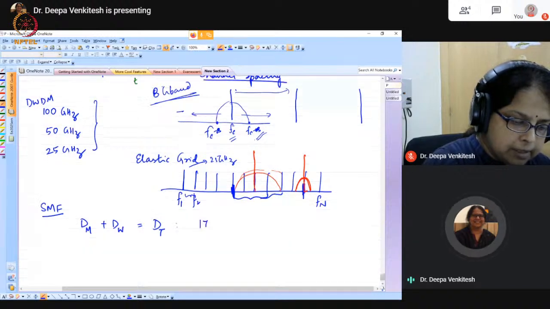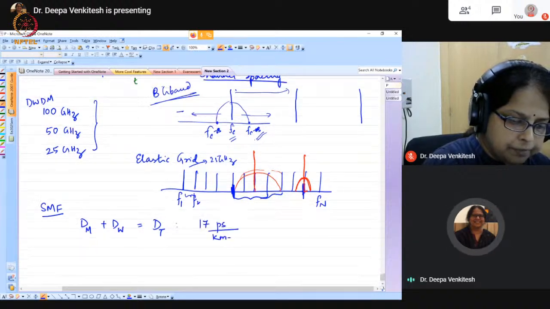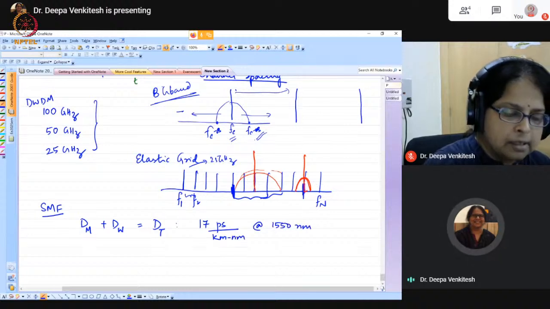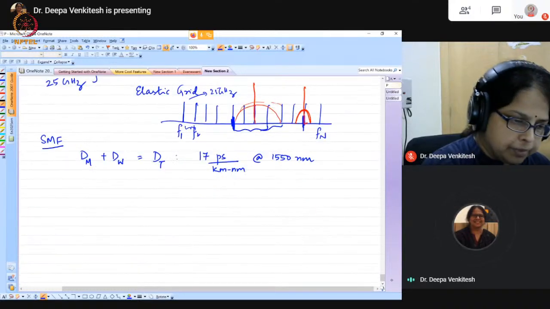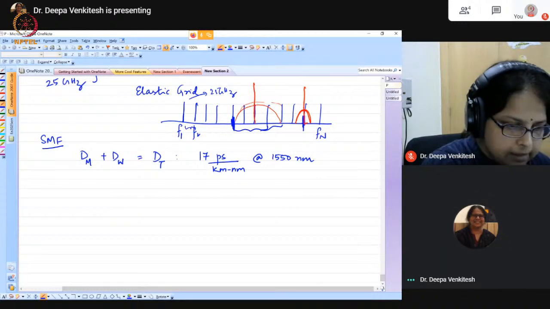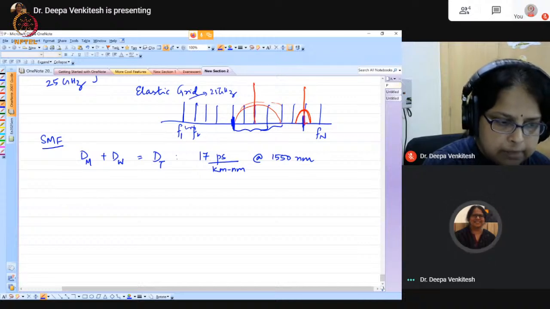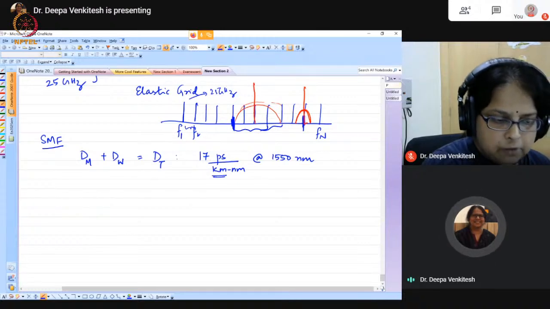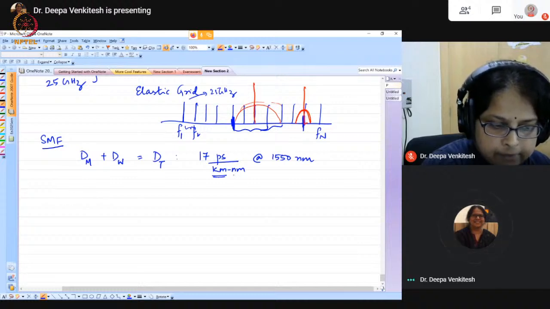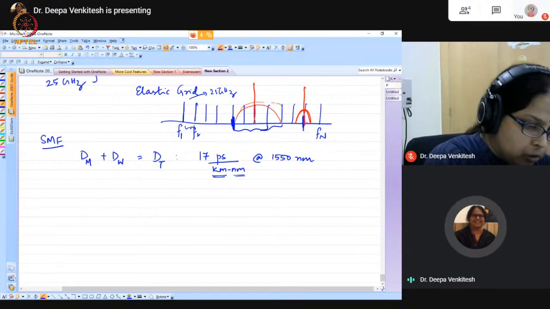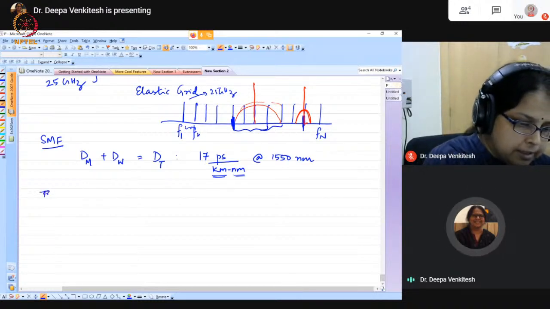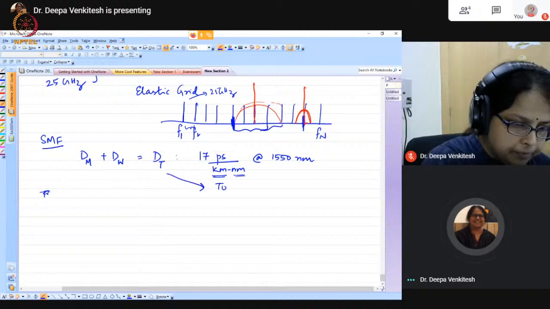Now, this total dispersion is 17 picosecond per kilometer nanometer at 1550 nanometer for a commercial G652 grade standard single mode fiber. This is a number defined as a spread of 17 picosecond for every kilometer of propagation for every nanometer of the spectral width of the source. So this is your total dispersion.